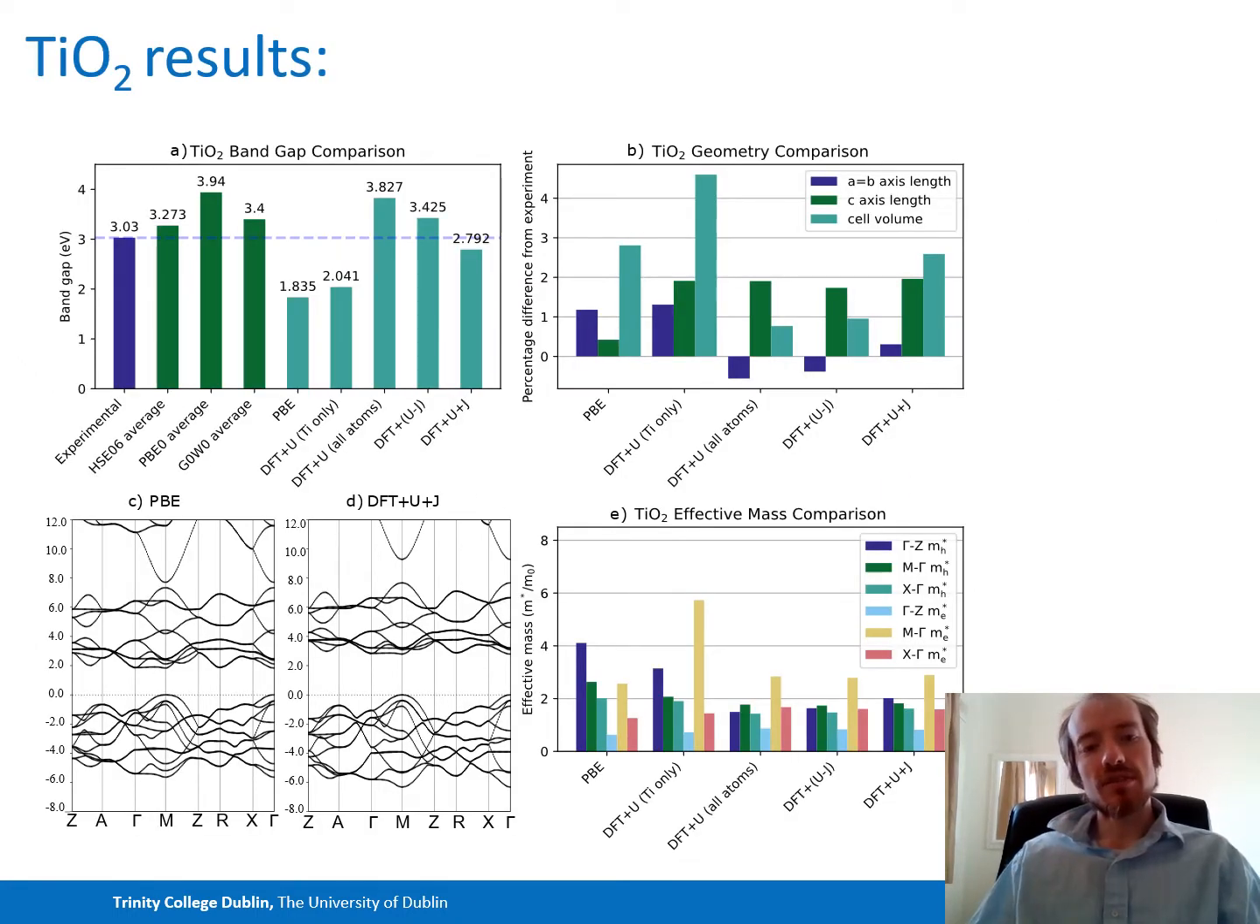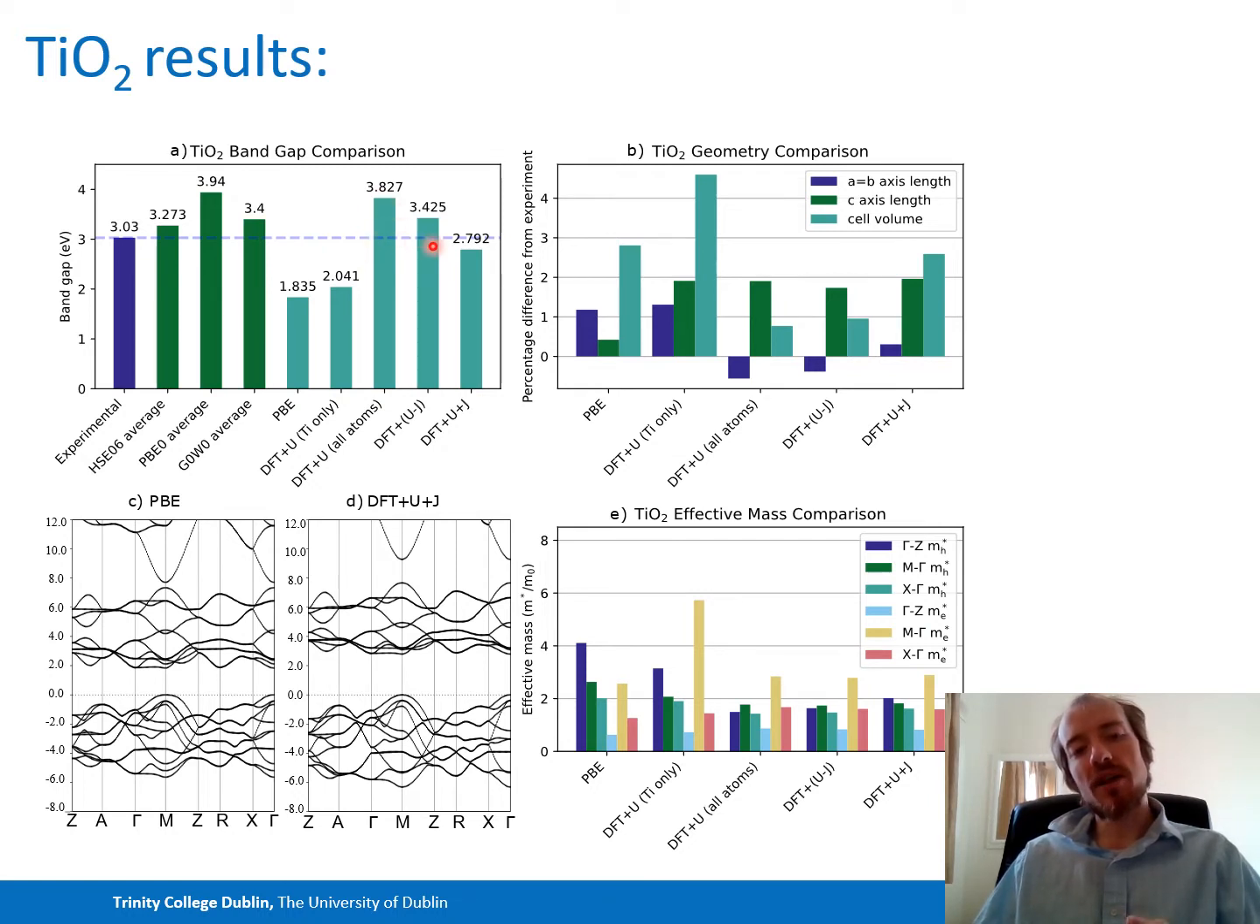Our results start with titanium dioxide in the rutile form. You can see these are several different methodologies we tried. Starting with regular PBE, with no corrections, you see there's a massive underestimate. You're at 1.8 eV, and it should be 3. If you apply U to just the titanium atom, it doesn't help much; it's a slight increase. But if you apply it to the titanium and the oxygen at the same time, you overshoot. You go up to 3.8, which is too much.